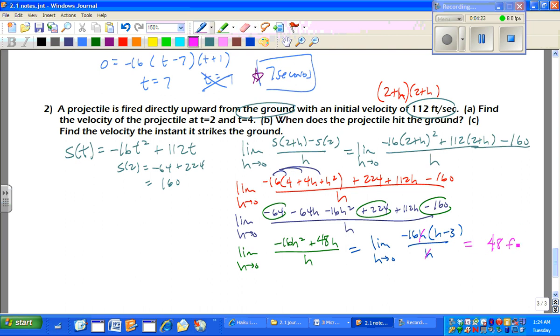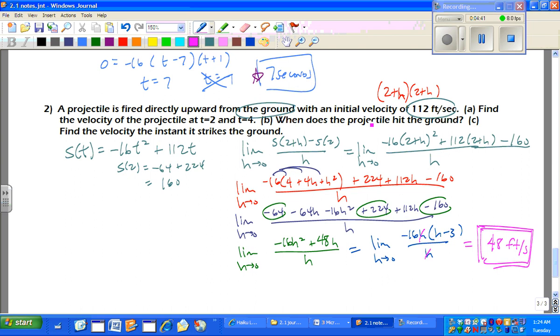And we're talking velocity here. It's going to be feet per second. Now, if we were going to find the velocity at t equals 4, we do the same thing, only it's going to be 4 plus h in here minus s of 4. I'm not going to have to do that right now.